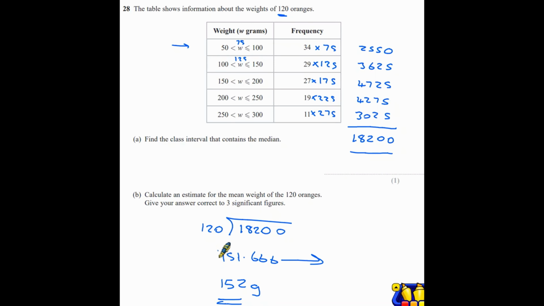So the first significant figure is the 1, then the 5, the third significant figure is the 1, but because there's a 6 we round it up so it becomes 152. 152 grams per orange. And that's it, the end of the paper.